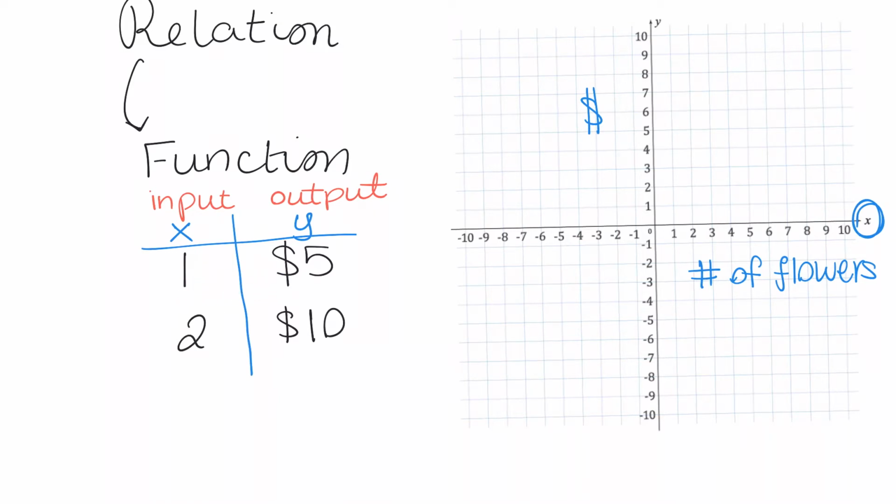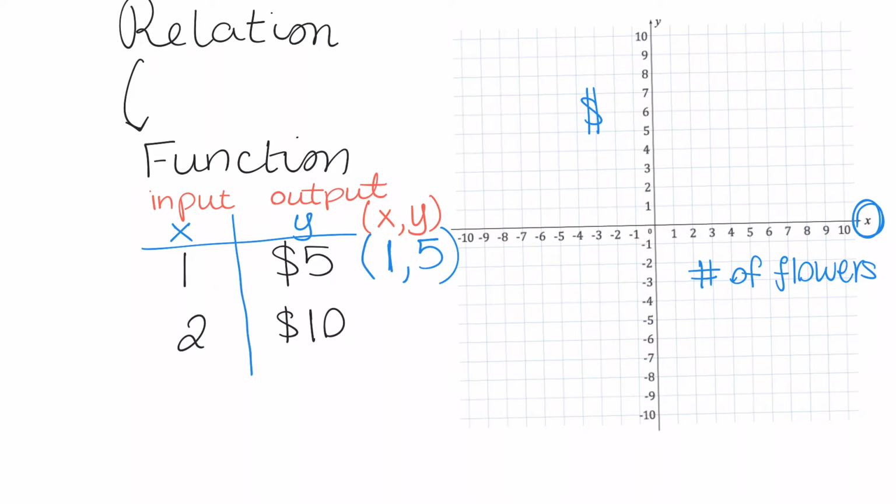So that 1 and that 5 are going to work together to create a coordinate. Now, a coordinate always starts with a bracket, and we always list our x first. So in this case, our x is 1 because we sold one bouquet of flowers. Then we put a comma, and we list our y, which in this case is going to be 5. So our x is always listed first, and then a comma and our y. And we put brackets around that to show that it's a coordinate.